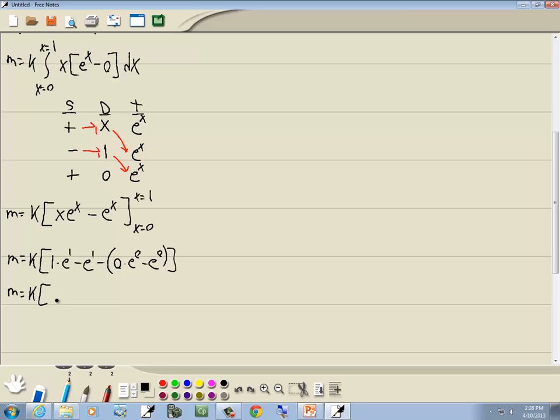1 times e is e. Minus e gives me 0. That's interesting. That drops away. Minus 0 times that drops away. And then e to the 0 is 1, so this is a negative 1. Which, negative negative gives me a positive 1. So m is just equal to 1k or k.